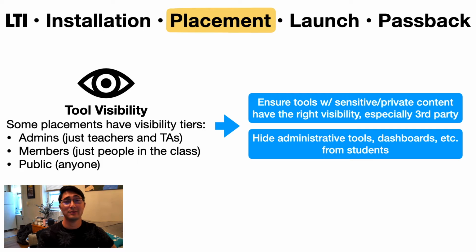The next part of placement is called tool visibility. And this is really what types of users are allowed to see and use those LTIs. And that visibility is often broken up into tiers.